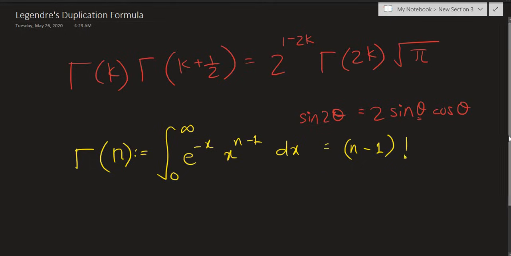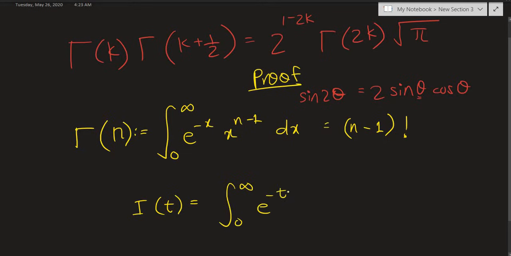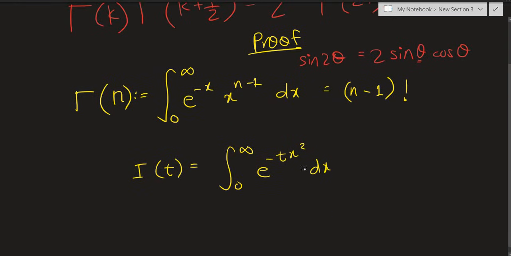Okay, so now the starting point for this proof is this parameterized function slash integral. So I of t is equal to the integral from 0 to infinity of e raised to negative t x squared dx. You can see that it's pretty much related to the Gaussian integral, for which I made five different videos to calculate, different ways of calculating the Gaussian integral. You can check them out.